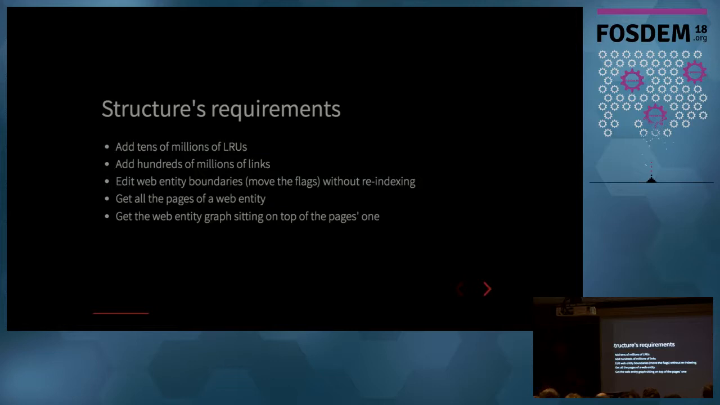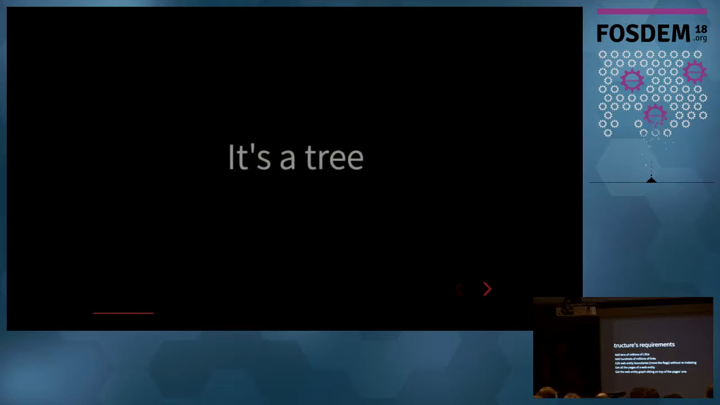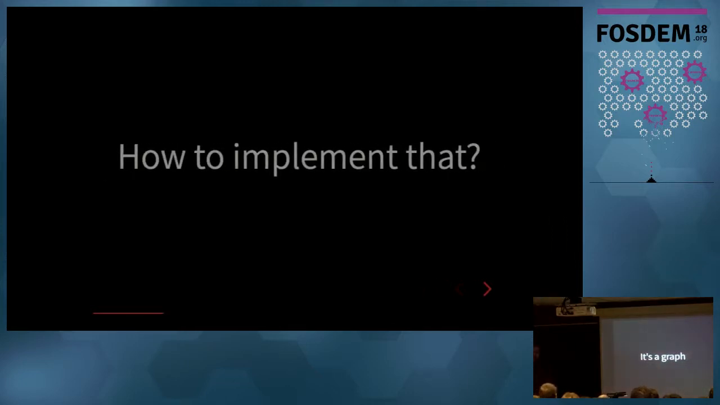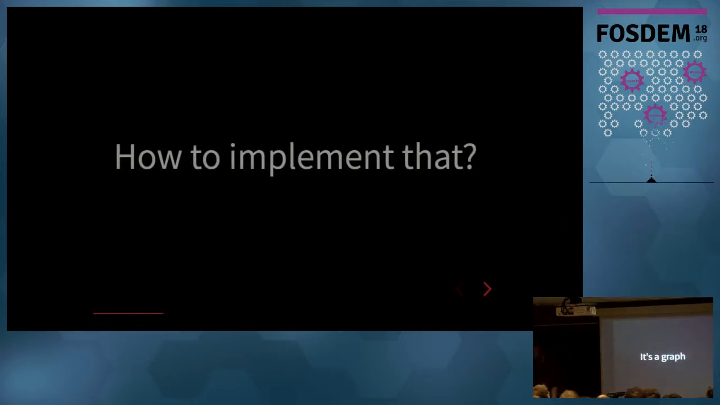We want to know at each point the graph of web entities, even though we move the flags and redefine the boundaries of the web entities. So it's a tree because of the LRU structure. It's a graph because of all the links between the pages that we use to infer links between the entities. How to implement that? OK, I'm going to give the mic to Benjamin.